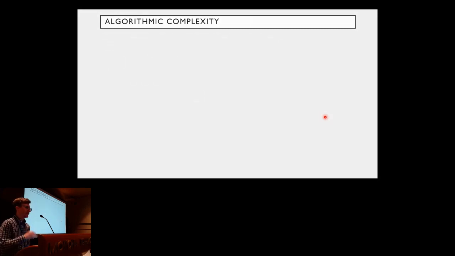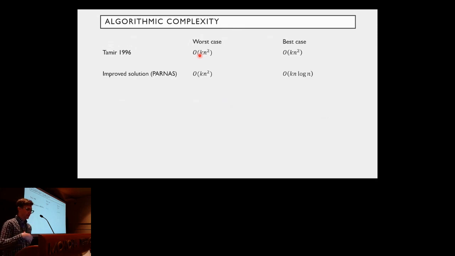Okay, so quickly, algorithmic complexity of all this. The original algorithm by Tamir in 1996 had both worst case and best case complexity of kn squared, where k is the number of representatives that we want, and n is the number of taxa. And then in PARNAS, we implemented a few algorithmic advancements.